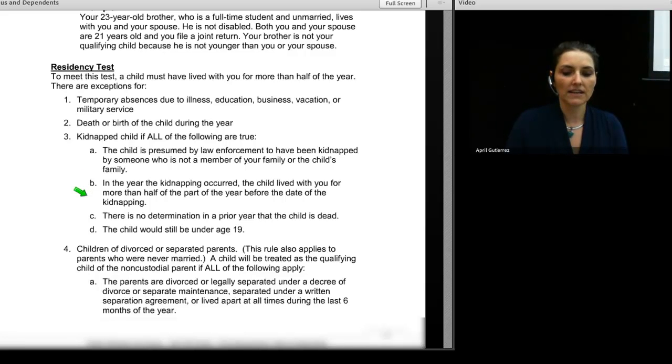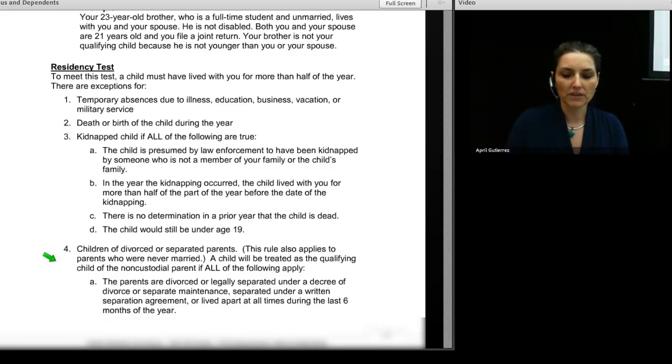In the year the kidnapping occurred, the child lived with you for more than half of the part of the year before the date of the kidnapping. There is no determination in a prior year that the child is dead, and the child would still be under the age of 19. Children of divorced or separated parents. This rule also applies to parents who were never married.